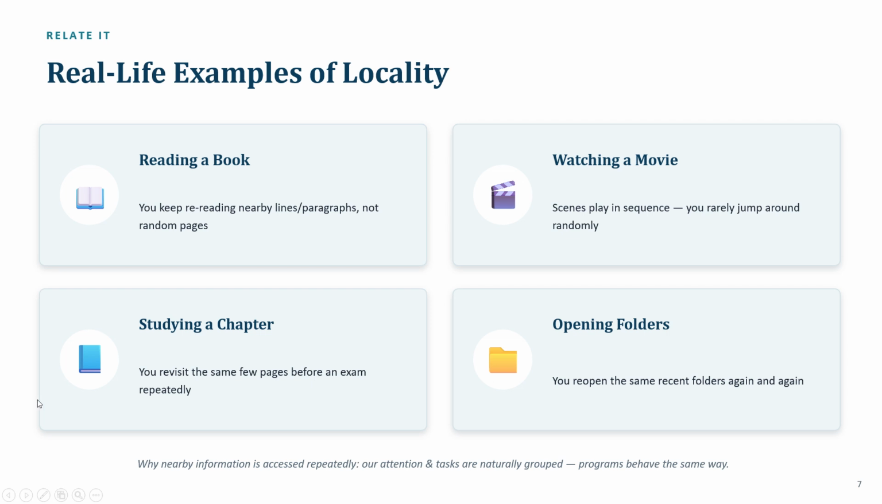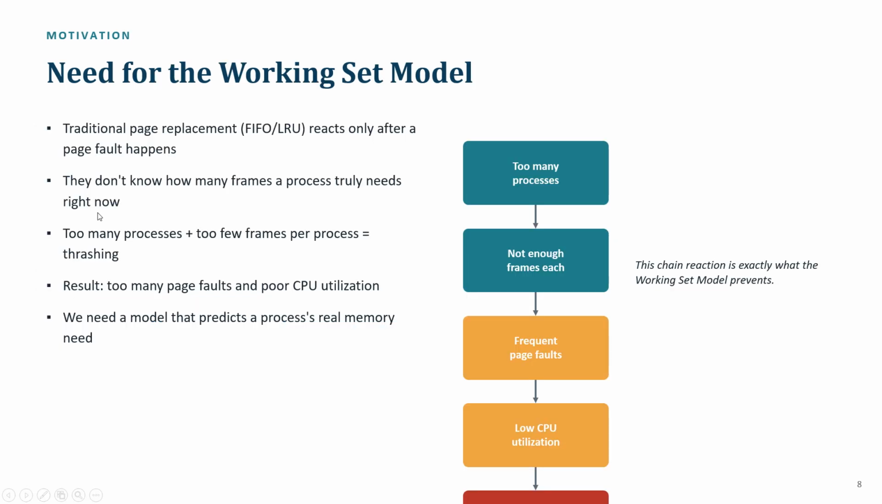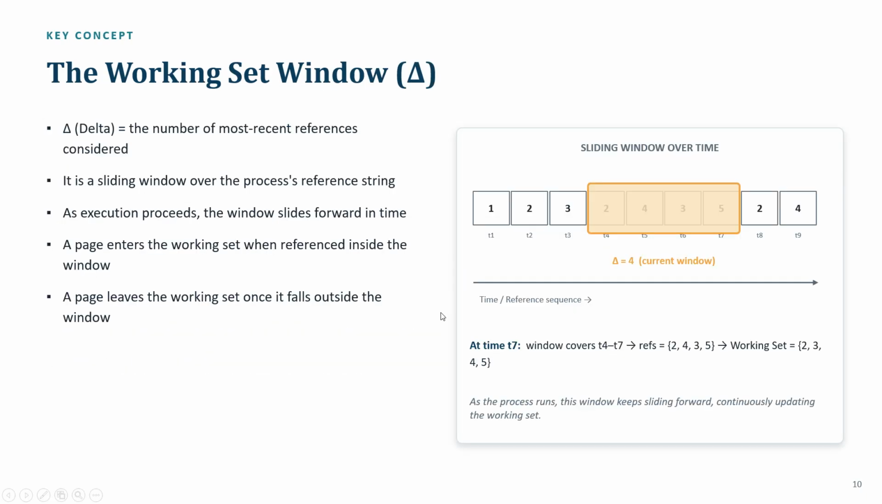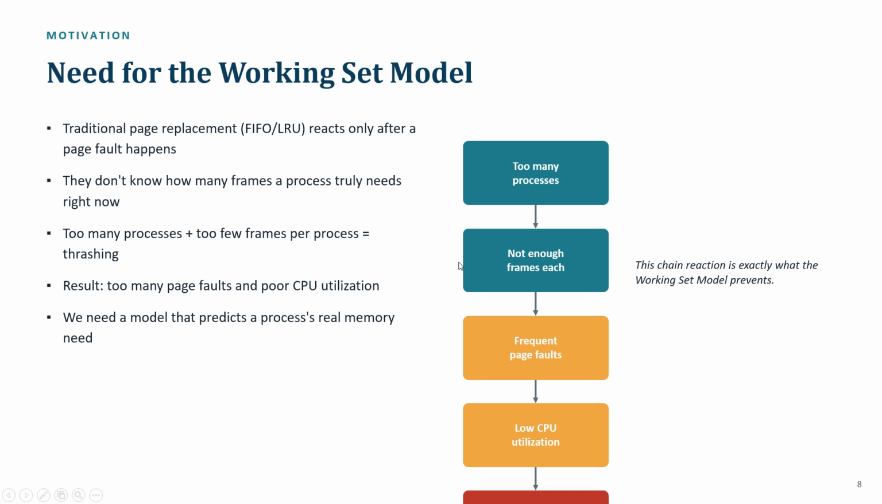Now our next topic is the need for the working set model. Why wasn't locality of reference and simple paging enough? Why do we specifically need a working set model? The problem is the traditional page replacement algorithms like FIFO and LRU. Follow this diagram chain with me.